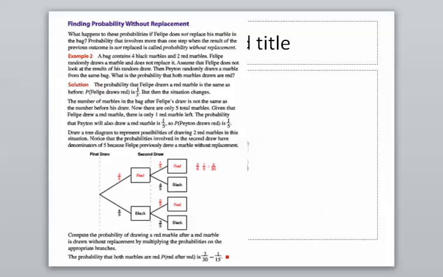Okay? So let's look at it without replacement. This time we're not going to put the marble back in. Same bag. Bag contains 4 black marbles, 2 red marbles, so there's 6 total marbles in there. Philippe draws a marble and does not look at the results of his random draw. And Peyton randomly draws a marble from the same bag. What's the probability that both marbles are red?